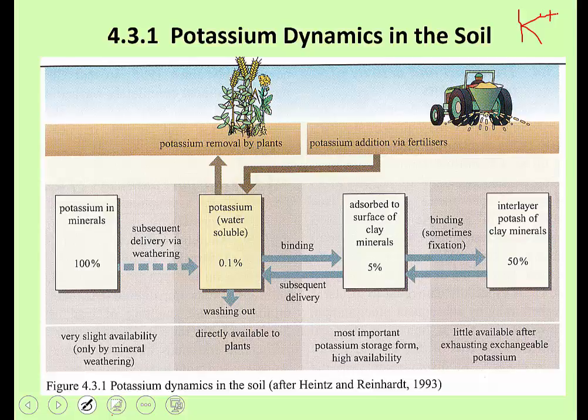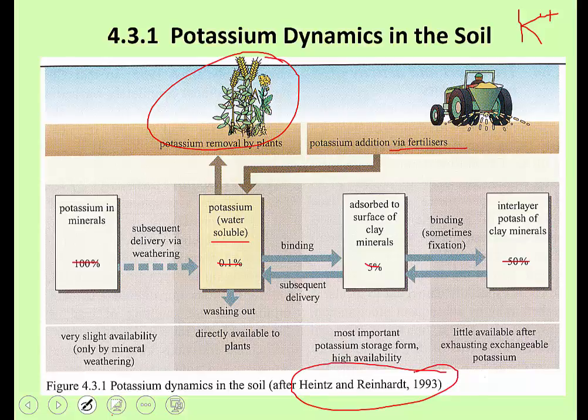So most of the removal of potassium from the soil is done by plants through agriculture. So we need to make sure we maintain the level of potassium in soil via fertilizers. So that's the major source of potassium coming into our soil. Now once it gets into the soil, you have a certain amount that's water soluble, and don't worry about the percents on here. Those percents refer to something in the original paper, Heinz and Reinhardt, 93. So don't worry about the percentages, just the flow of the potassium here.